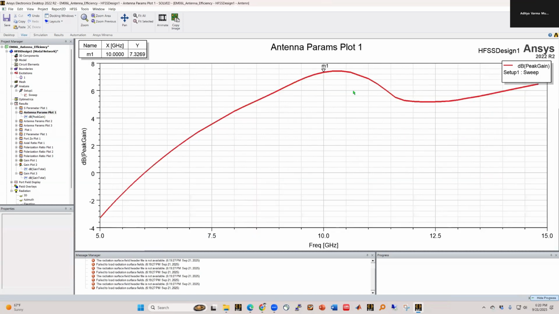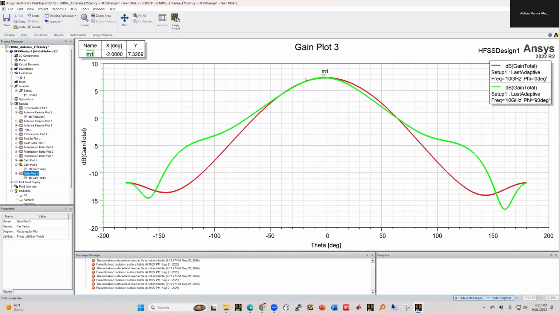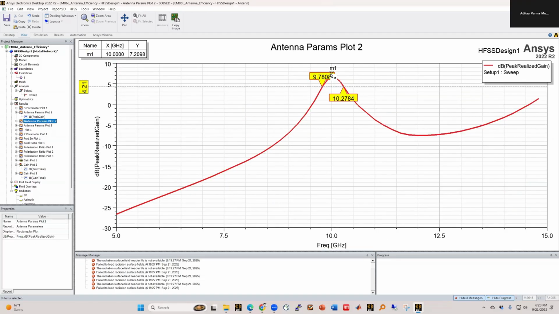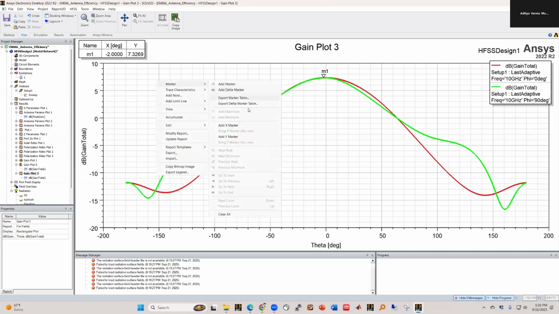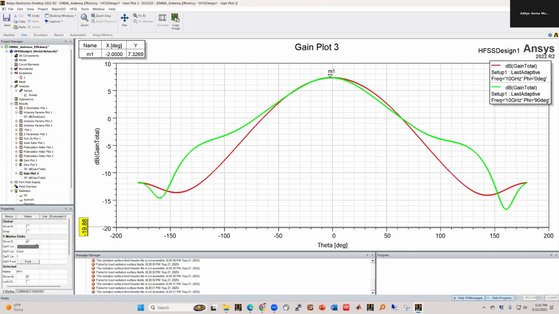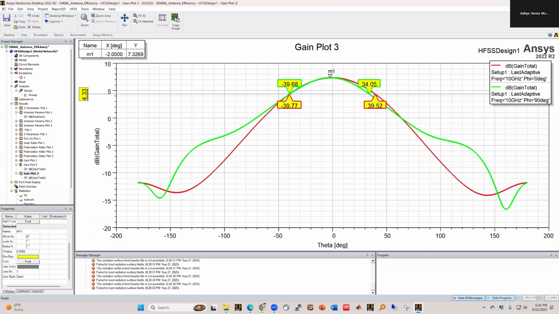Actually, it's not the total maximum, right? It's slightly higher at a slightly higher frequency. But that's okay. But that's the peak gain. If you look at the realized gain, it's only high at 10 gigahertz. Okay, coming back to the pattern, we want to plot what's the radiation half power beam width, right? So we know that the maximum power is 7.3269. So I'll put another marker here, and I want to go 3 dB below that. Right, so I can go to 4.3269.